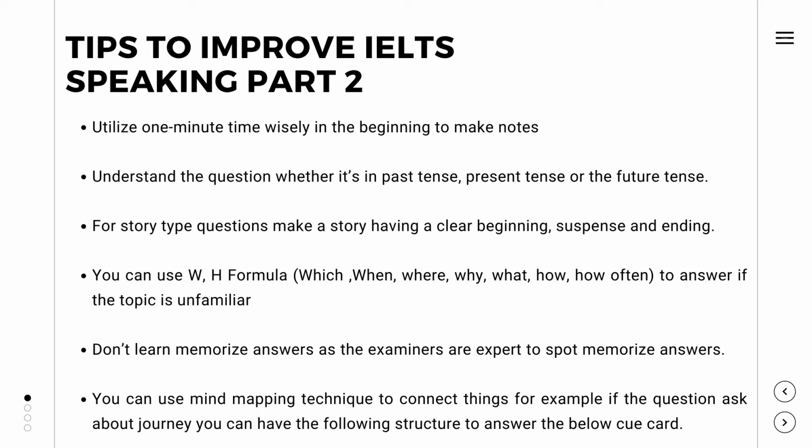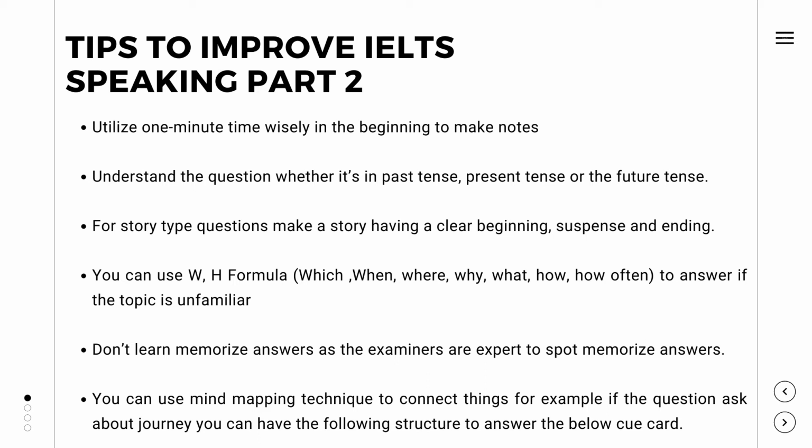Tip number 4 is you can use the WH formula. And what is the WH formula? While seeing the question, you can use these words: which, when, where, why, what, how often, and you can develop the story or the topic around these words in your mind, and start speaking on a particular topic. You can use this technique if the topic is not known to you or if the topic is unfamiliar.